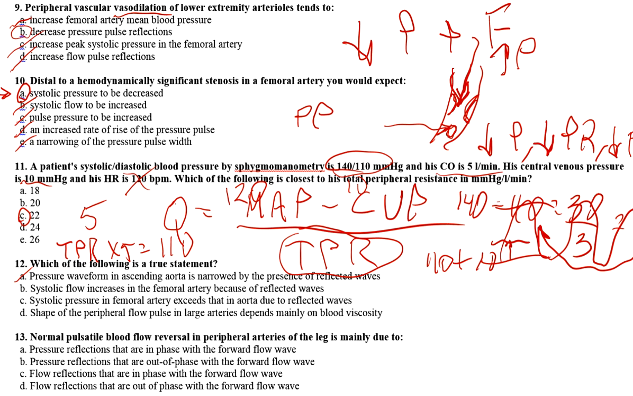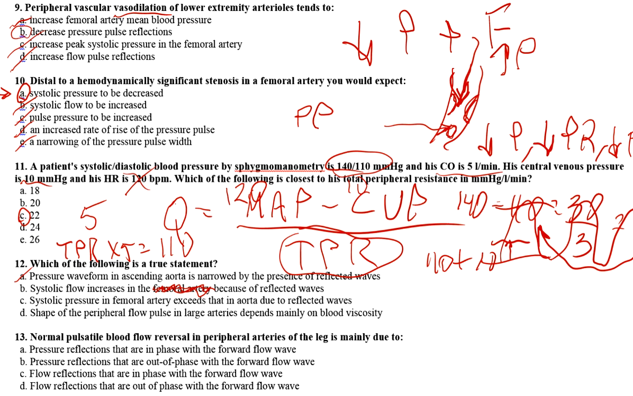Okay, so B. Systolic flow increases in the femoral artery because of reflected waves. Let's think about this one. I don't think it does. If you wanted to make this a true statement, you would need to make this the coronary arteries. The coronary arteries benefit from reflected waves because, remember, the reflected waves come back and create that dicrotic notch in the aorta, and the coronary arteries are perfused during diastole. So I think the reflected waves benefit the coronary arteries.